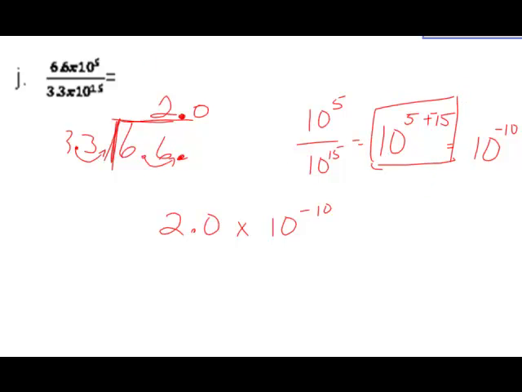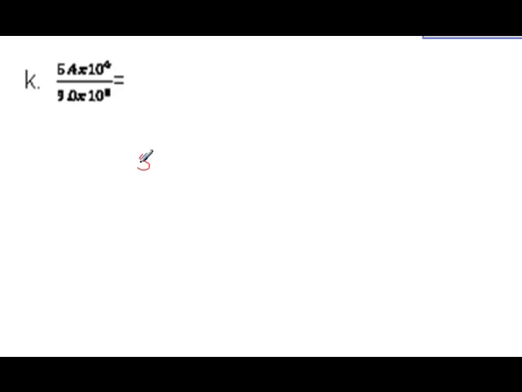Okay? All right, 5.4 divided by 9. Bring the decimal up. 9 goes into 5. 9 goes into 54. 6 times. Is this number ready for scientific notation? This number is between 1 and 10? No. Okay, so we know we're going to have to mess with that.